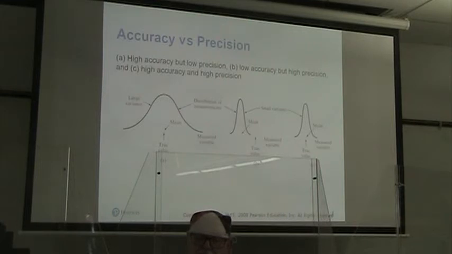In illustration B, we have low accuracy but high precision. So our distribution of measurements is quite narrow, and we have the mean of where those measurements fall here, but it is not very close to our true value. And then in C, we have high accuracy and high precision. Here, the true value and the mean are very close together, and we have a very small variance, allowing us to say this has high precision.